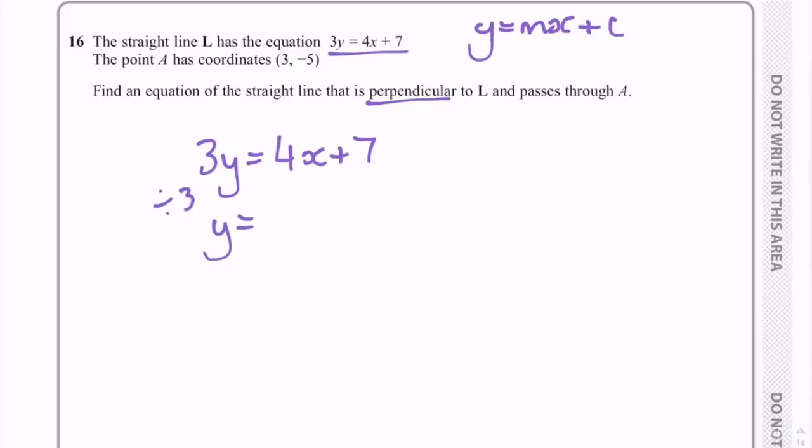I'm going to leave it as a fraction though. I'm just going to write 4 over 3, 4 divided by 3 is 4/3. And the same with the 7, I'm just going to leave it as 7 over 3 rather than having some long decimals to have to write down. There we go, that's the equation of this line L.